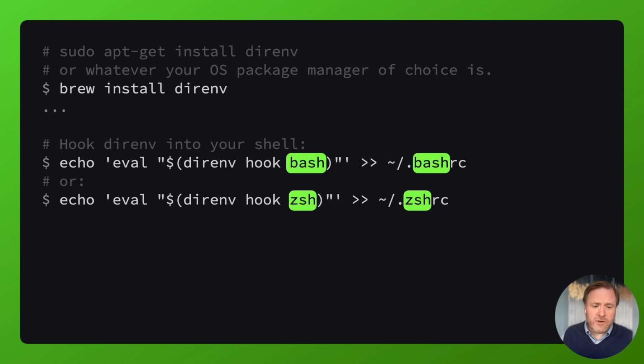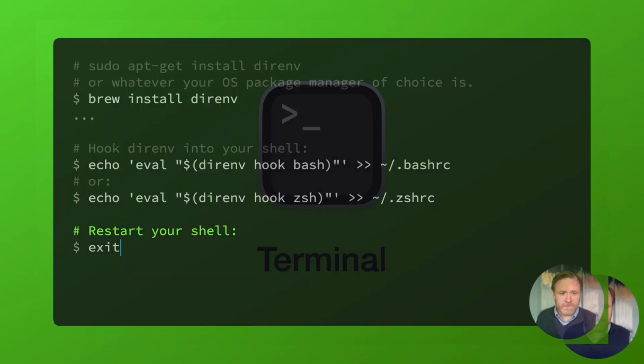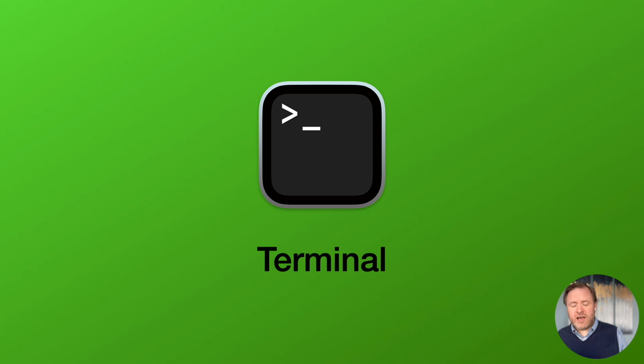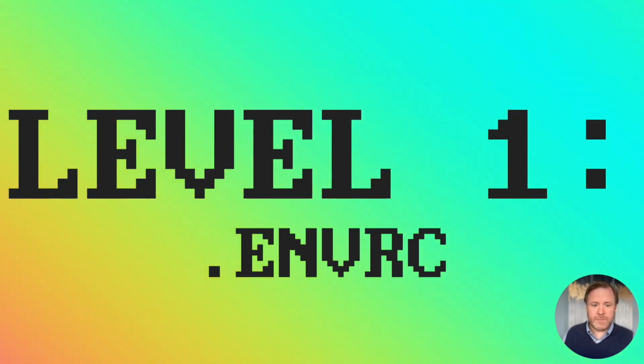I'll also note that Direnv supports and has documentation on hooking into other shells like Fish, TC shell, Elvish, and yes, even PowerShell. For expediency, we'll be assuming Z shell for the rest of the talk. Once we've hooked Direnv into the shell, we just need to restart it. All right, let's fire our terminal back up and see what exciting things Direnv has for us. Huh, not much, right?